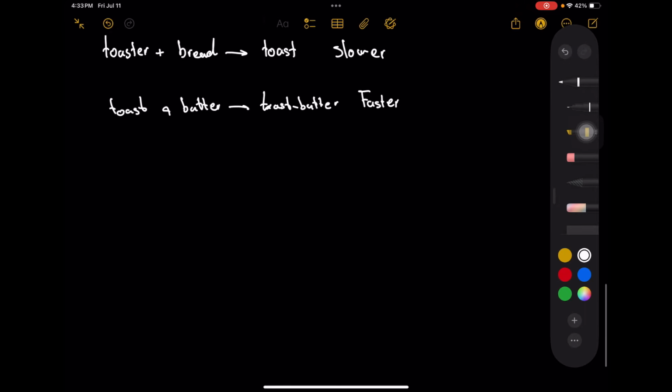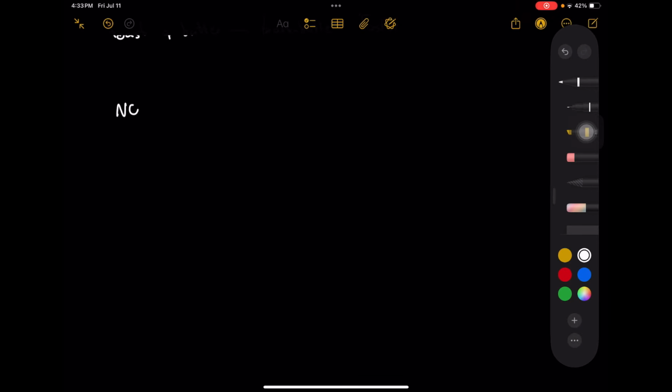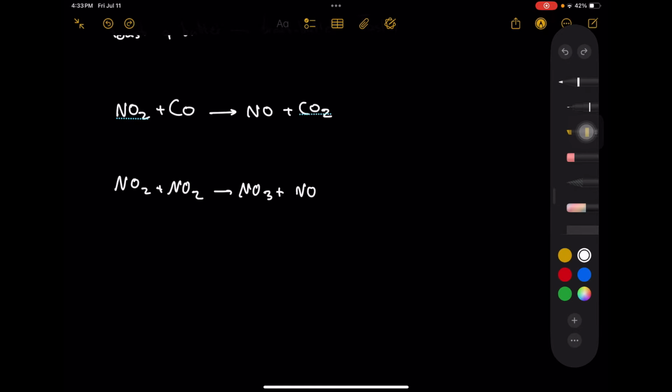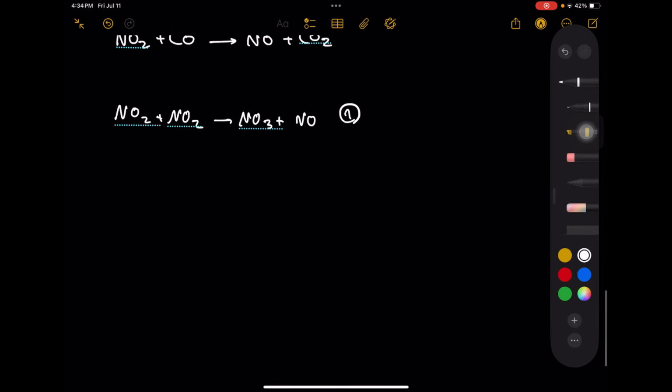And let's get back to our example. For example, here, NO2 plus CO produces NO plus CO2. What was the process of this reaction? It was NO2 plus NO2 produces NO3 plus NO. That's our first elementary step. Then that NO3, which acts as our intermediate, plus our CO produces NO2 plus CO2. That's our second elementary step.